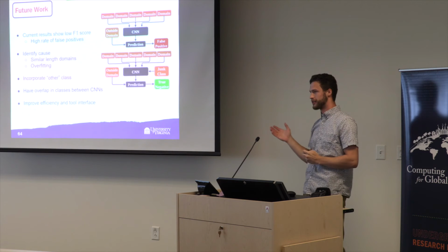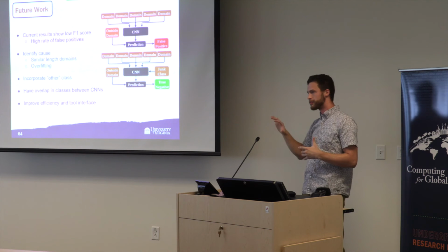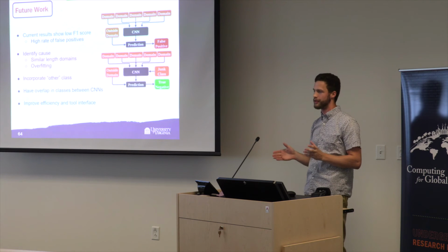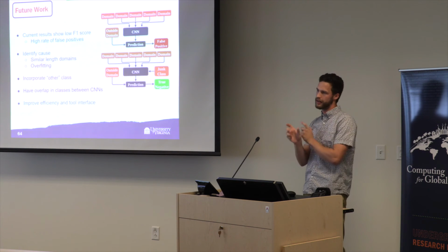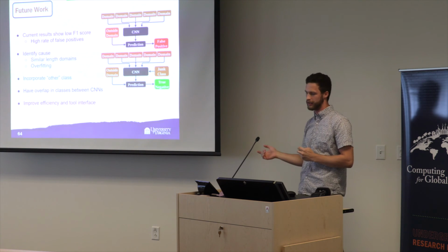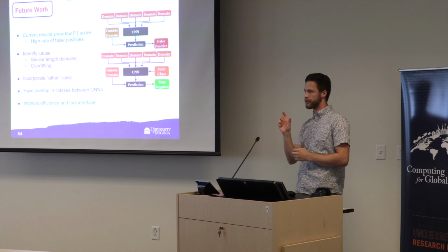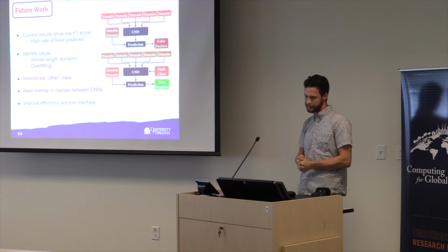One is adding an adjunct class, so that we can also train these CNNs on some subset of examples from all of the other domains, so that each CNN can decide whether or not a subsequence is something it should be responsible for. We're also seeing that some of this high false positive rate is caused by similar length CNNs trying to predict on domains from each other's responsibility. So we're going to try some overlapping in the responsibility, basically which domains each CNN is responsible for, to try to mitigate that cause.